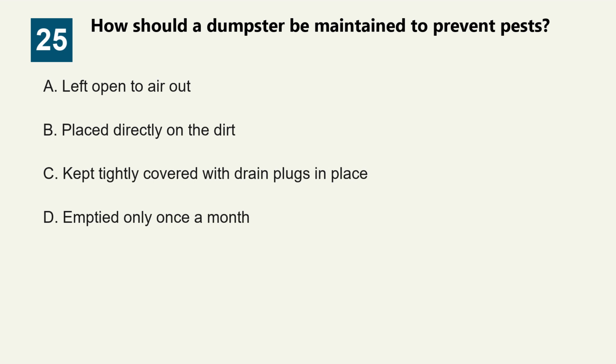Question 25. How should a dumpster be maintained to prevent pests? Option A. Left open to air out. Option B. Placed directly on the dirt. Option C. Kept tightly covered with drain plugs in place. Option D. Emptied only once a month. The correct answer is option C.